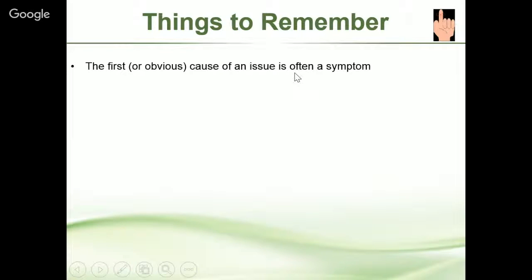So the things that you want to remember about root cause analysis. The first or obvious cause of an issue is often a symptom. It's not the root cause. That's why you do root cause analysis. A lot of times you'll address the symptom and the problem will reoccur, and that's when you dig in and do a root cause analysis, which is fine, depending on the size of the problem.